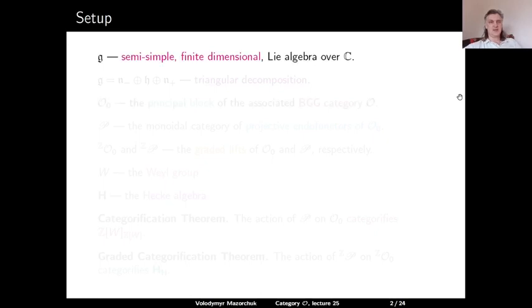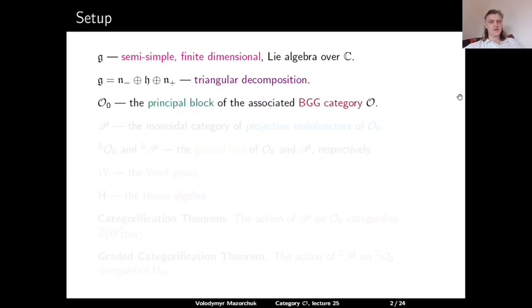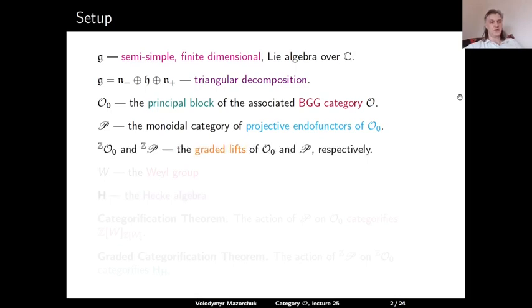Let g be a semi-simple finite-dimensional complex Lie algebra with a fixed triangular decomposition into the negative part n minus, the Cartan subalgebra h, and the positive part n plus. Consider the principal block O_0 of the BGG category O associated to this triangular decomposition. The category O_0 is equipped with an action of the category P of projective endofunctors, and we denote by O_0^Z and P^Z the graded lifts of O_0 and P respectively.